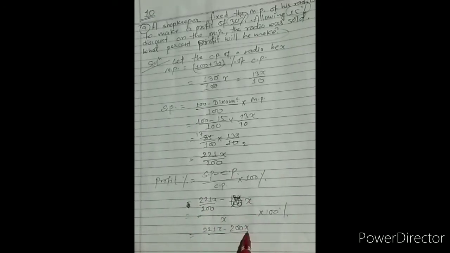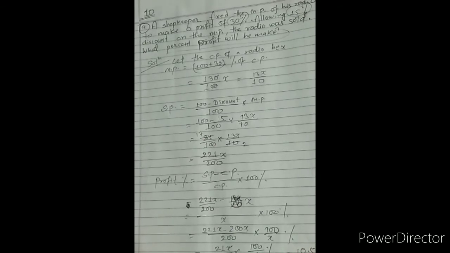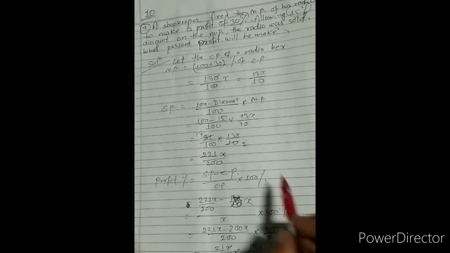Now you will take LCM here. 221x minus 200x divided by 200 into 100. This x is here. 21x divided by 200 into 100 by x. X and x cancel. Now 2100 divided by 200 is 10.5. 10.5%. So therefore his profit percent is 10.5%.